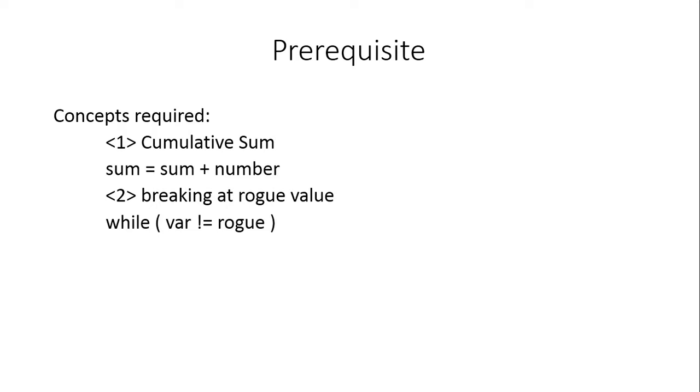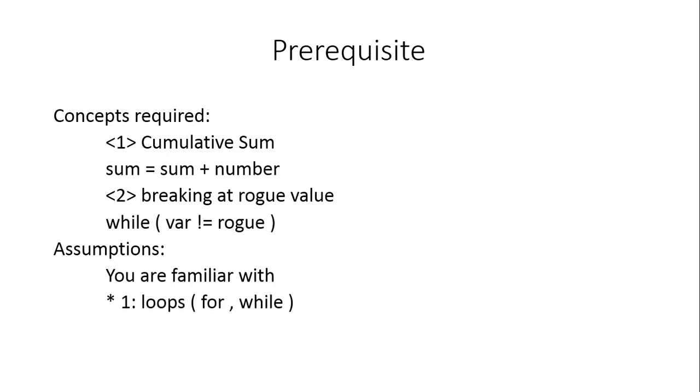I have illustrated it here in an example. While var is not equal to rogue, as long as this remains true, the while body will always run. And I have a few assumptions. Possibly you are familiar with basic commands, loops, while, and input-output commands.